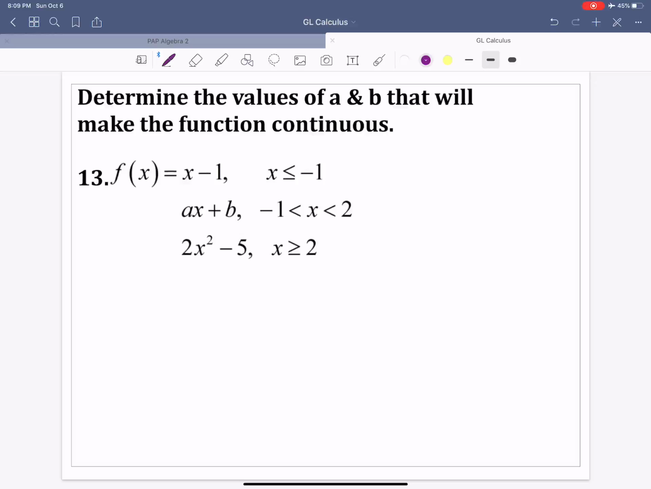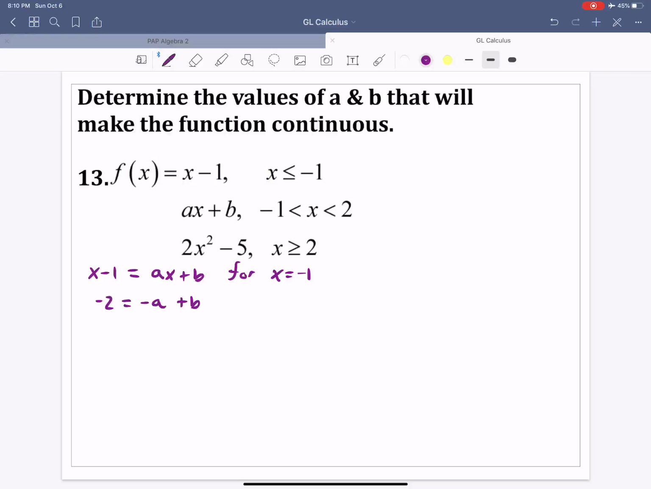Now, the only thing that gets more complicated about problems like this is sometimes we introduce 2 variables. So, again, we want to pick an a and a b value that will make the function continuous. So to do that, we're actually going to write 2 equations. Here we have x minus 1 equals ax plus b, and we want to test that for x equals negative 1. So plug a negative 1 in for x, and we get negative 2 equals negative 1 times a, which is negative a plus b.